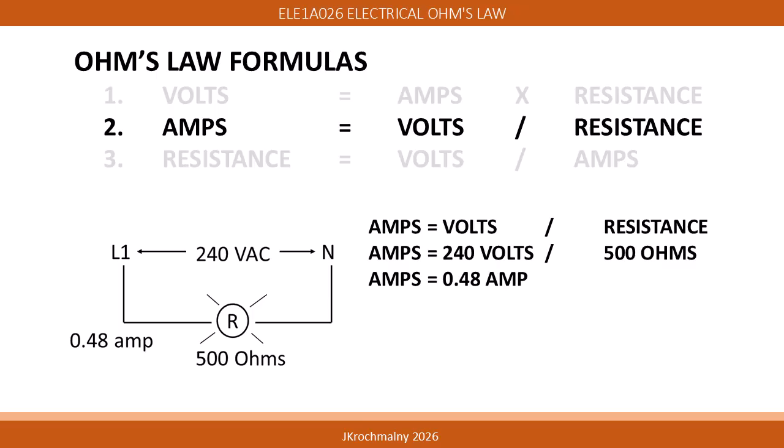In this slide, we see 240 volts AC presented to a load having 500 ohms of resistance. Dividing 240 volts AC by 500 ohms of resistance gives us an amperage of 0.48. Amperage is equal to the applied voltage divided by the circuit resistance.